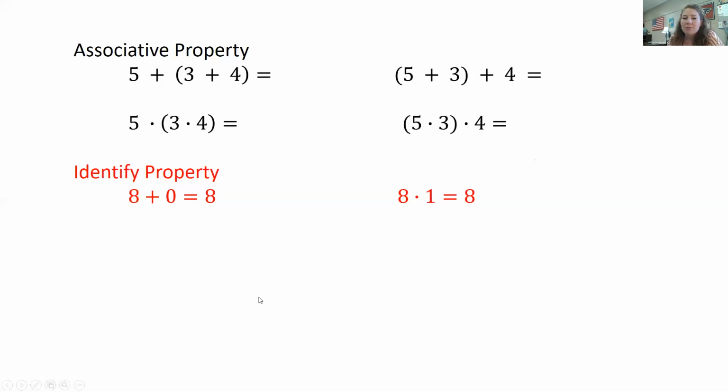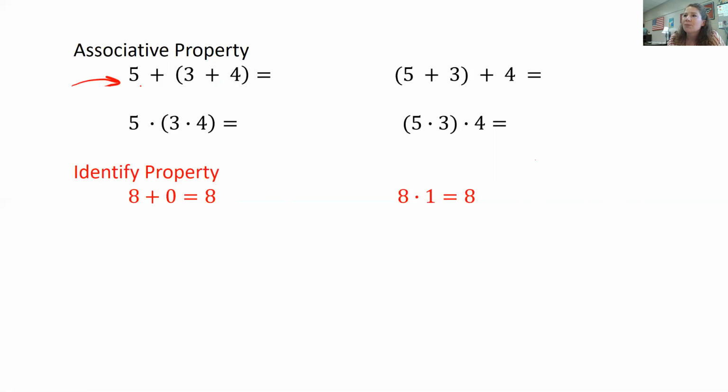Now, associative property, your associates are kind of like the people you hang out with, right? You associate with your group of friends. So associative property of addition and multiplication just simply means you change the grouping, not your order, excuse me. You're changing your grouping. So for example, let's look at the first one.